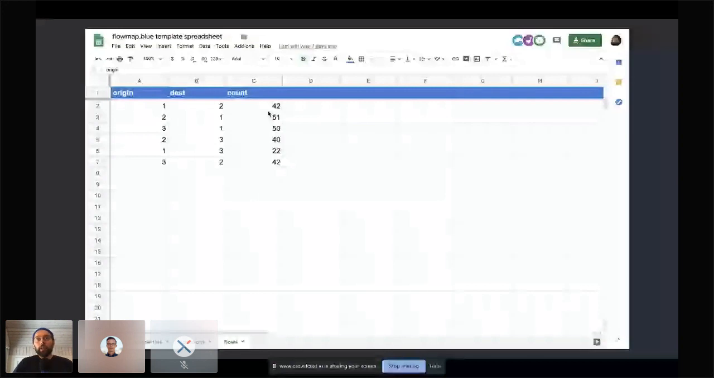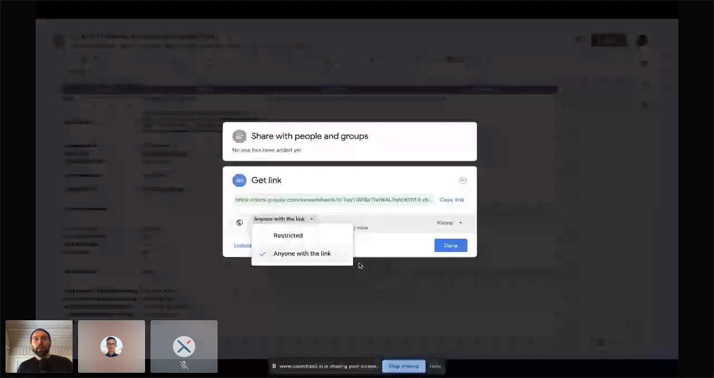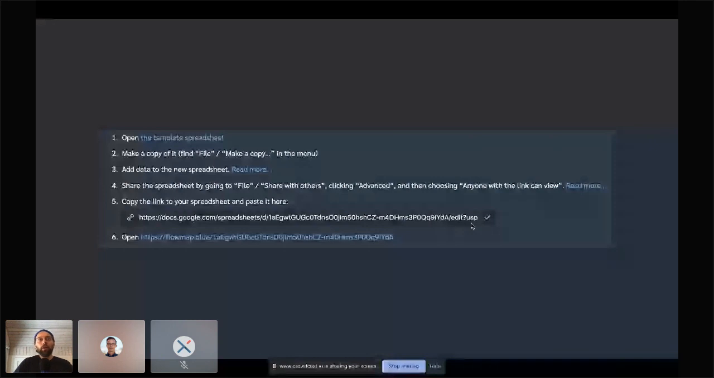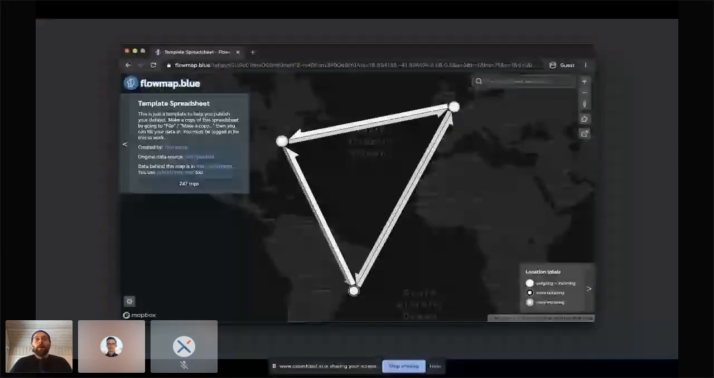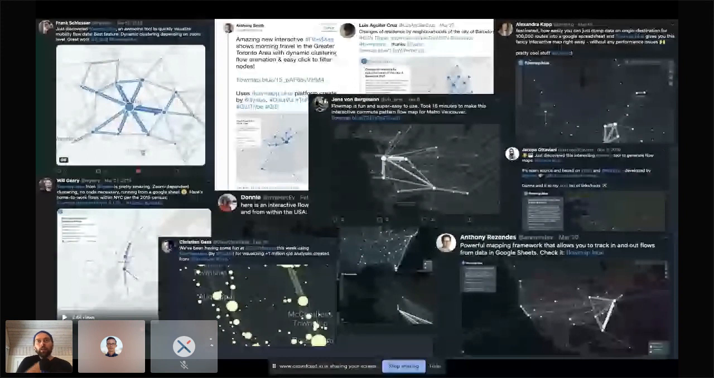Then you have to share the spreadsheet so that Flowmap.blue can get data from it. And then you paste the URL to this form, and you get the link to the flow map, which is persistent. So you can share it, you can send it to somebody, and they will see the same flow map. And if you open this link, you will see a flow map. Yeah, and so far it's been a success. Quite many people have been uploading data and visualizing it with Flowmap.blue. Very, very different data sets. I put those which are public to the website.